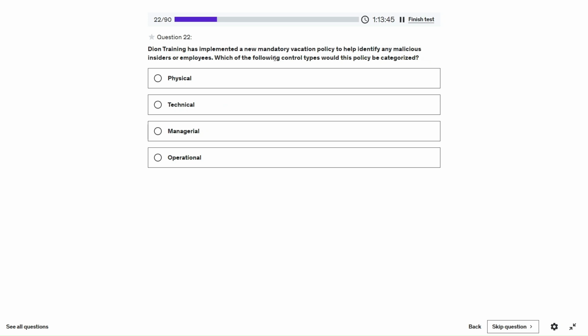DION Training has implemented a new mandatory vacation policy. The new mandatory vacation policy has been made to help identify any malicious insider or employee. Which of the following control types would this policy be categorized? Remember, there are only 3 types of control categories: managerial, operational, and technical. Technical is the physical one, operational is regarding your employees, whereas managerial is regarding your policy, procedures, and guidelines. So it's regarding the policy, so it should be managerial.